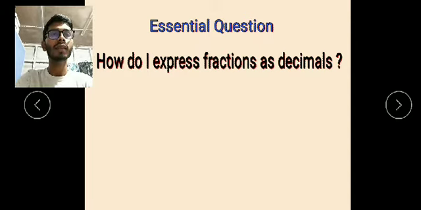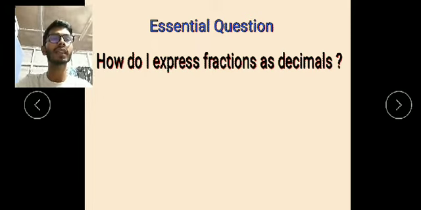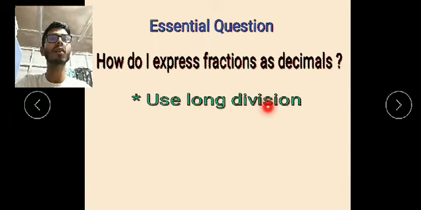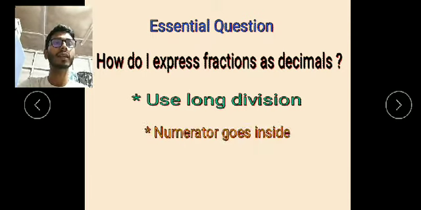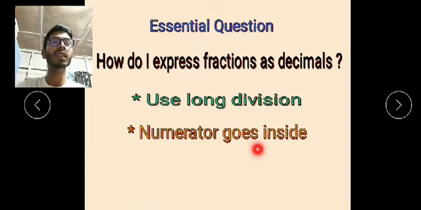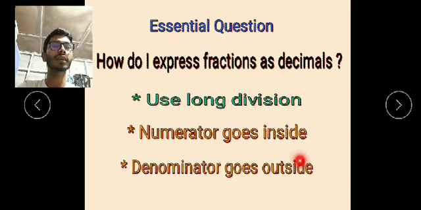So, let us study the important question: how do I express fractions as decimals? Means, how we can write a fractional number as a decimal. The first method is the long division method. By using long division, we can convert a fraction into a decimal. In this long division method, the numerator goes inside and the denominator goes outside.